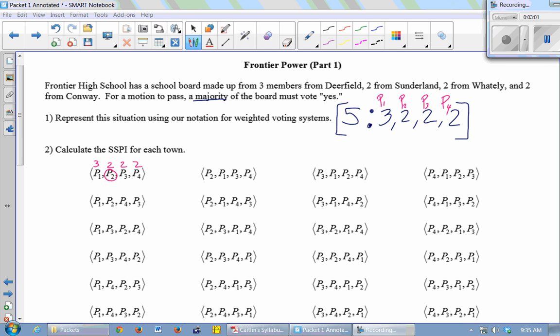Because 3 plus 2 is 5, that gets me my quota. And it's going to be the same here because that's also 3 and 2, and 3 and 2, 3 and 2, 3 and 2. This whole first column has player 1 first, and they have 3 votes. Everyone else has 2, so no matter who comes second, they're going to be pivotal. It'll get you to 5.